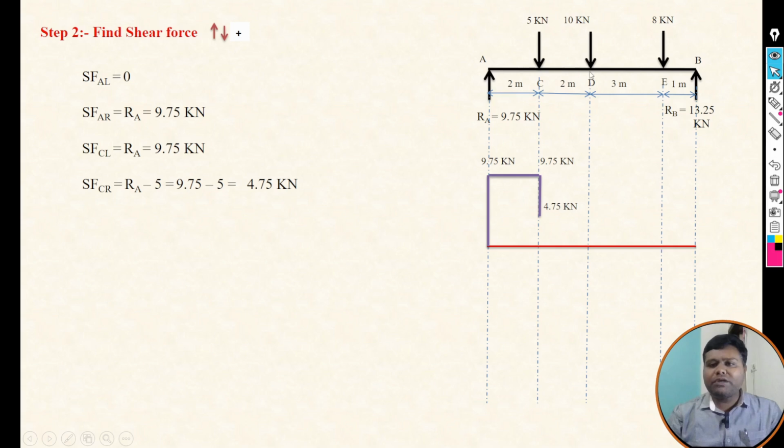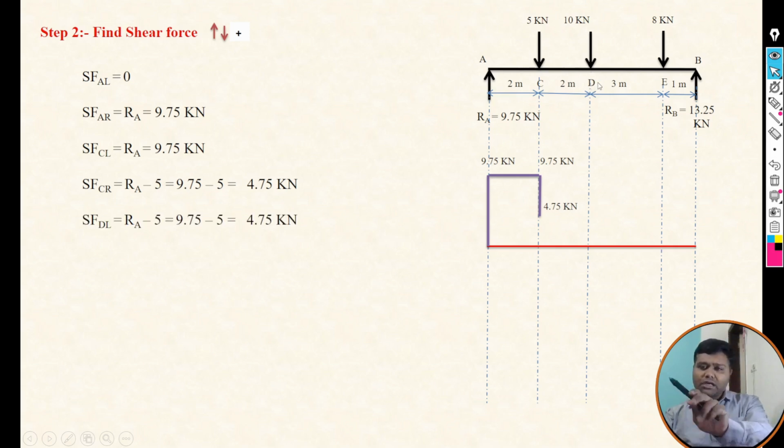Now the next point is D. We have to take the shear force at the section at D left, and focus on the left of that particular section. Again there are two forces, RA and 5 kilonewton. RA is upward and 5 kilonewton is downward. So 9.75 minus 5 is equal to 4.75, which means up to D left the shear force diagram is constant.